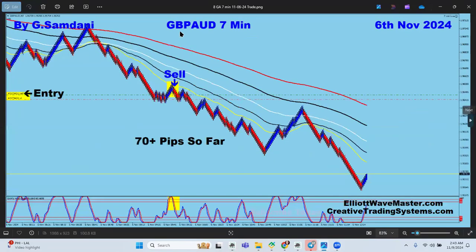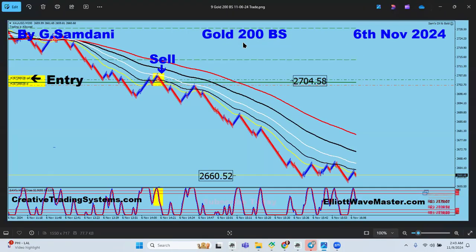So this one is a Pound Aussie 7-minute chart going to the downside, 70 pips on the 6th. On the 6th, gold, the 200 gold chart. I determined from my 4-hour chart that we were going to go down, and that's why it started to go down. And then I was expecting it.